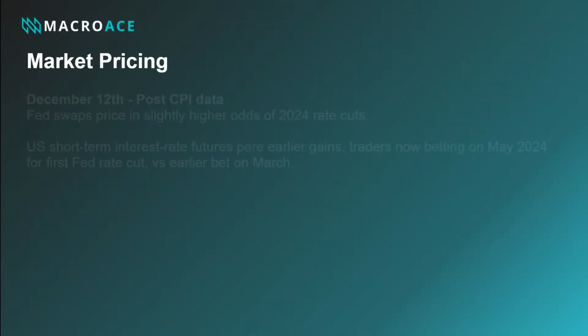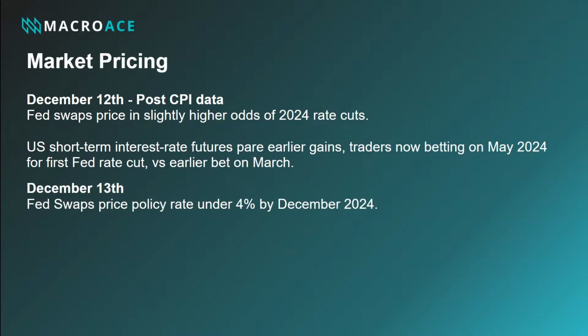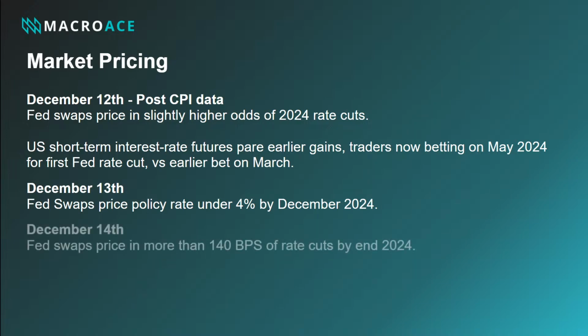Okay, so market pricing then, if we look at that, on December 12th, post the CPI data, Fed swaps priced in slightly higher odds of 2024 rate cuts. US short-term interest rate futures pared earlier gains, and traders are now betting on May 2024 for the first Fed rate cut versus the earlier bet of March. Then December 13th, Fed swaps price policy rate under 4% by December 2024. On the 14th, Fed swaps price in more than 140 basis points of rate cuts by the end of 2024.